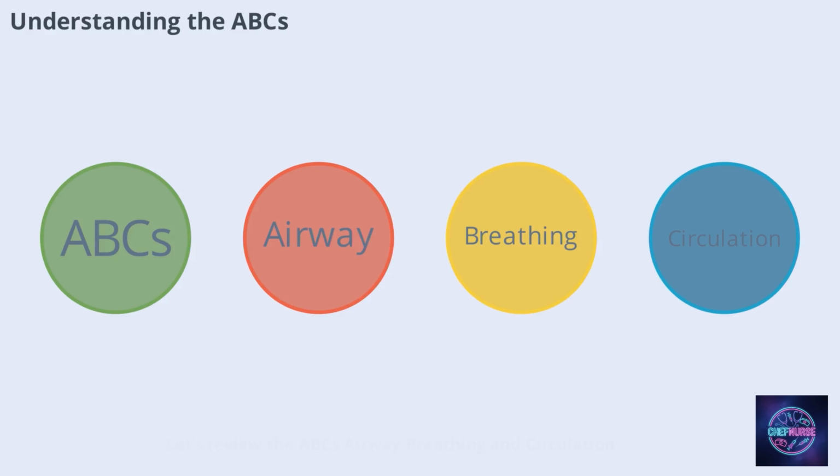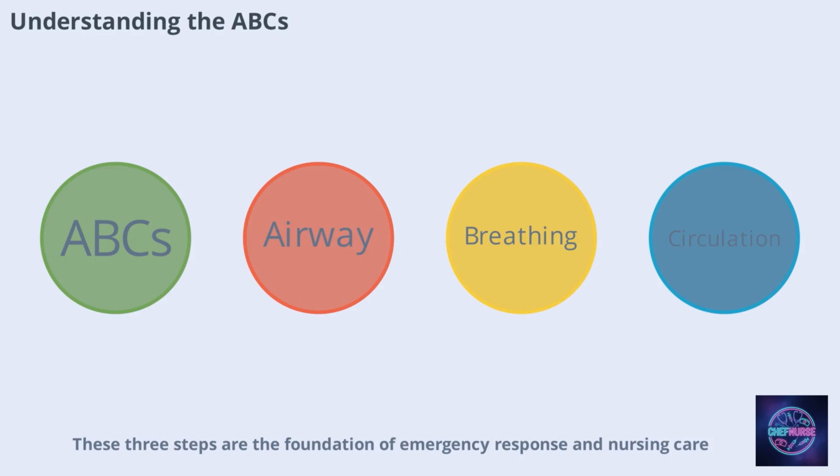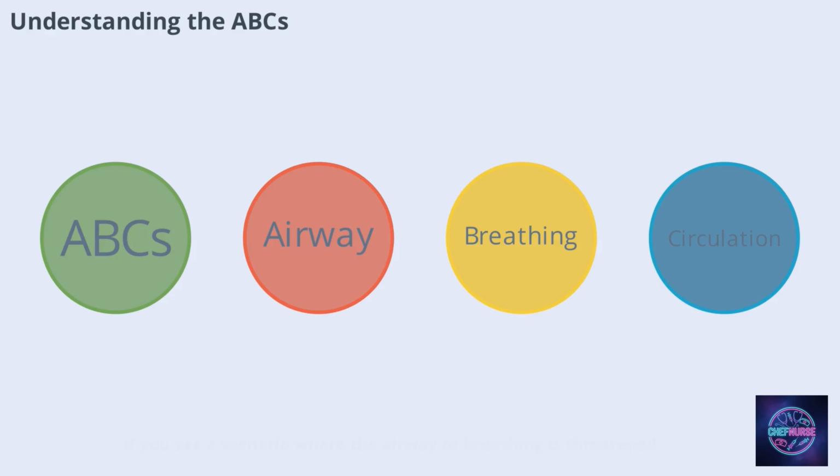Let's review the ABCs: airway, breathing, and circulation. These three steps are the foundation of emergency response in nursing care. Airway refers to ensuring the patient's airway is open and clear. Breathing is about making sure the patient is actually moving air in and out of their lungs. Circulation involves the movement of blood throughout the body. On the NCLEX, if you see a scenario where the airway or breathing is threatened, those options should be prioritized over circulation or other concerns.